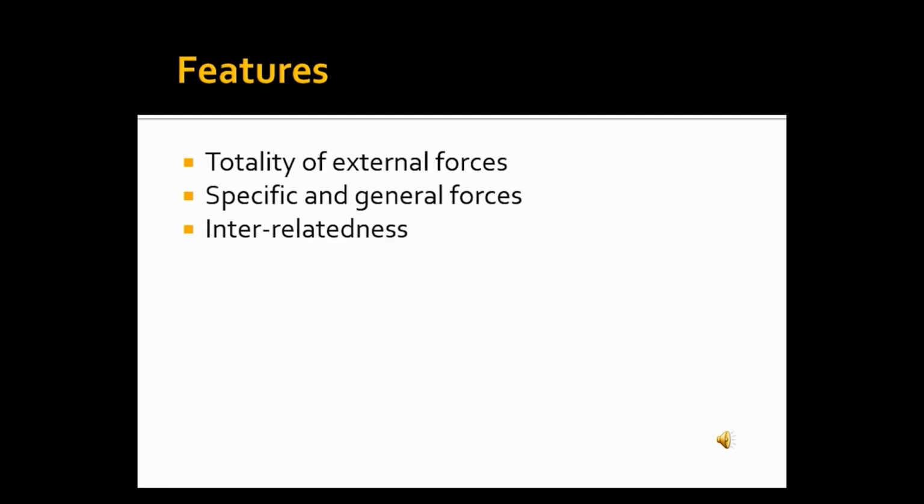Thirdly, we have interrelatedness. The third feature of our business environment is interrelatedness. Various elements of business environment are very closely related to each other. For example, at present, there has been an increase in demand for products like cola, fat-free cooking oil, sugar-free products, etc., due to increase in awareness for good health among the consumers.